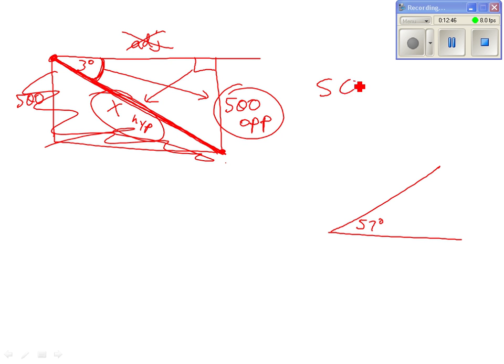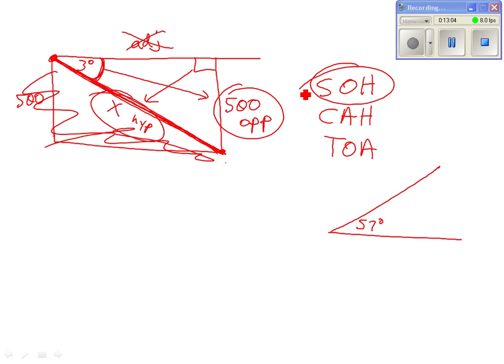Well, in SOHCAHTOA, just a second to write it. In SOHCAHTOA, which one deals with the opposite and the hypotenuse? Did I say opposite and adjacent a second ago? Opposite and hypotenuse. Sine. So we're going to use the sine this time.